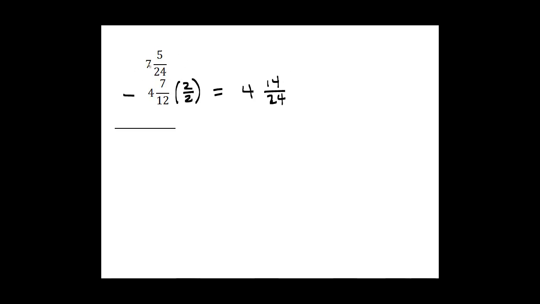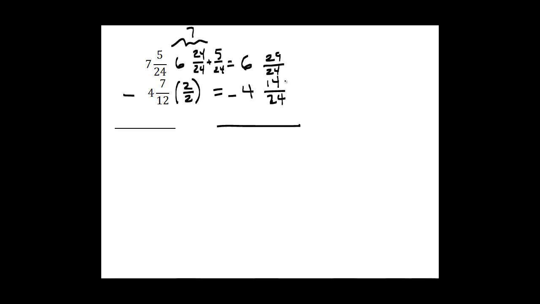We're going to take 1 from the 7 here. So I have 6, and then 7 is 6 plus 1. So 6 plus 24 over 24. That's the same as 7. So that's my 7 regrouped, and to that I'm going to add here this 5/24. So that gives me 6, and 24 plus 5 is 29, 6 and 29/24. So I've regrouped 7 and 5/24 to be 6 and 29/24, and I'm going to subtract here.